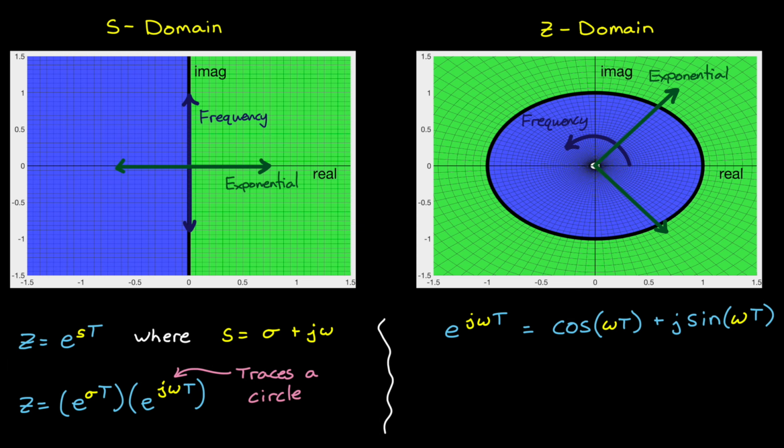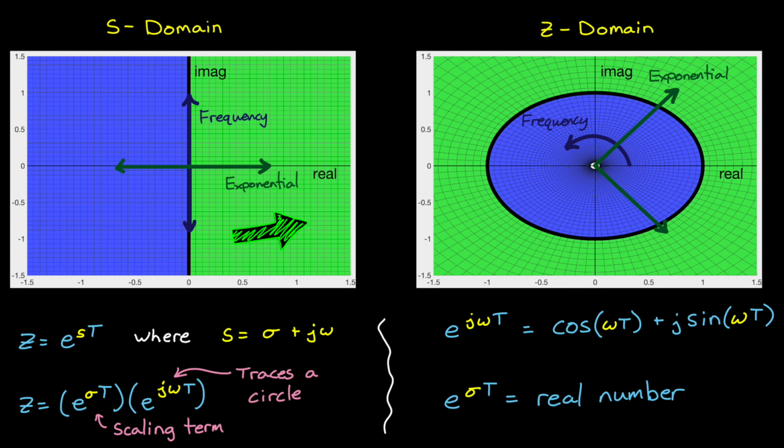Now, for the real component of s, e raised to a real number is just another real number, which means that this just scales the size of the circle. If sigma is 0, that's the thick black line over here, then e raised to 0 is 1, and we get the unit circle, and that's the thick black circle over here.